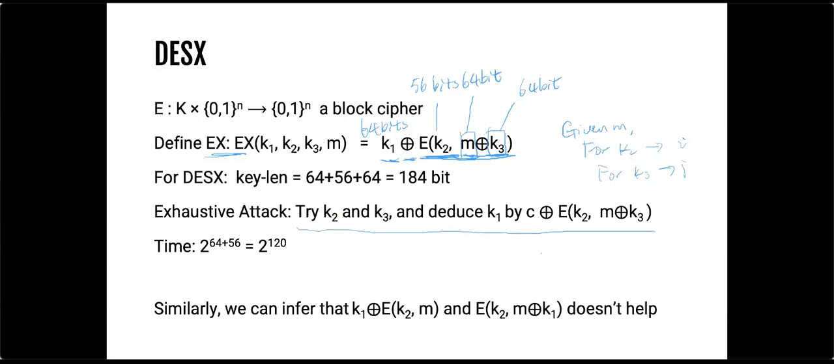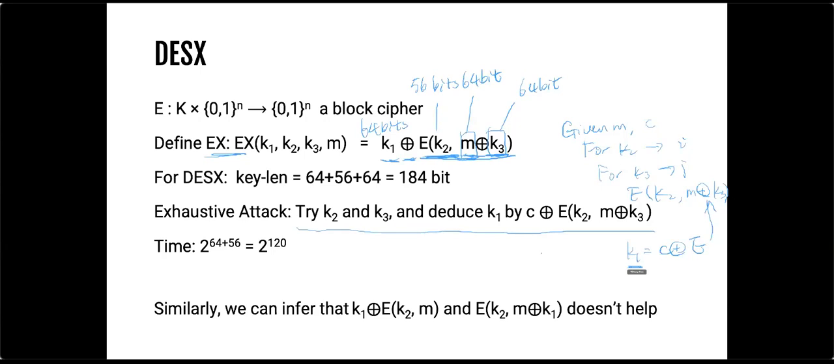So for K2 equal to some value and K3 equal to some value, we can calculate the E of K2 and then MX for K3. And since we also know C, we can also get K1 equal to C XOR this E value. In this way, you get the values of K2, K3, and K1.